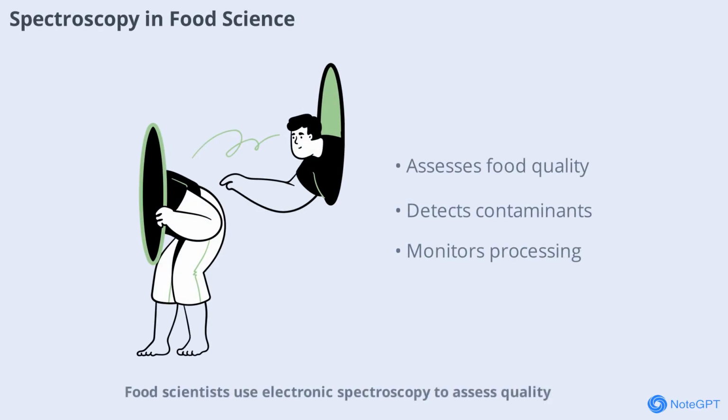Food scientists use electronic spectroscopy to assess quality, detect contaminants, and monitor processing. By analyzing the spectra of food samples, they can ensure safety and compliance with regulations. Spectroscopy is also used to study the nutritional content and shelf life of food products.